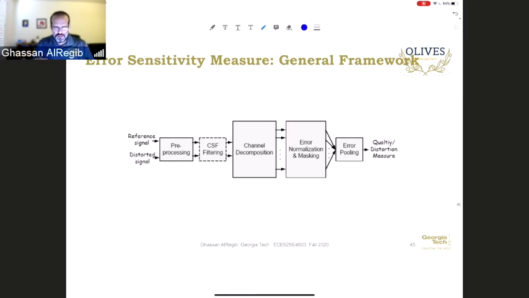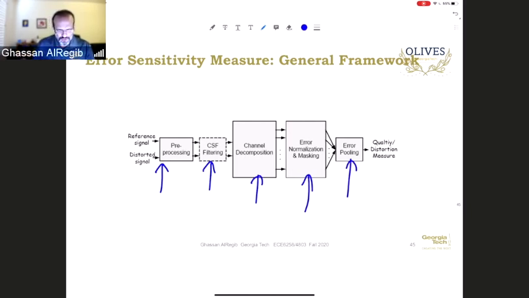So if you say, what are really the major blocks I need to have in my image quality assessment if I want to come up with the best perfect image quality assessment method? In general, these are the major blocks. So the first thing is you need to do some pre-processing. You need to do some contrast sensitivity filtering, decomposition, normalization and masking, and then pooling. So these are kind of the major blocks that you have to worry about.